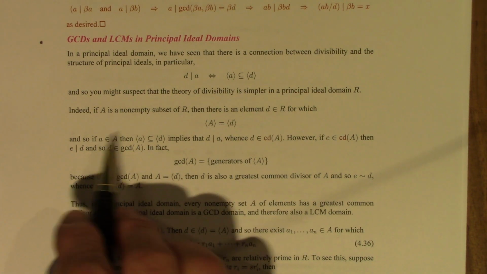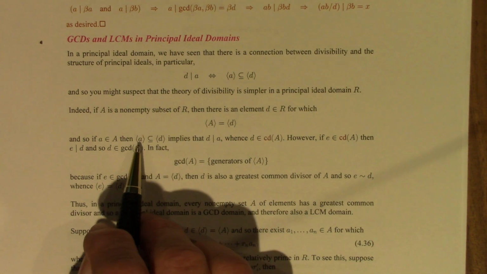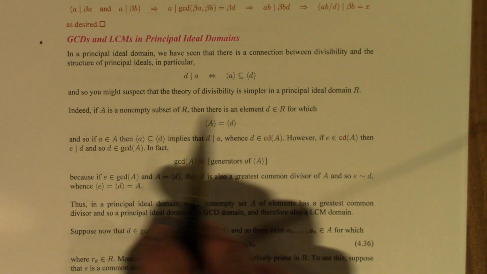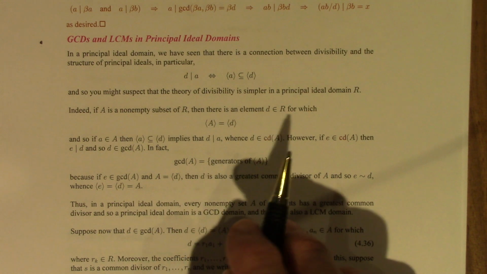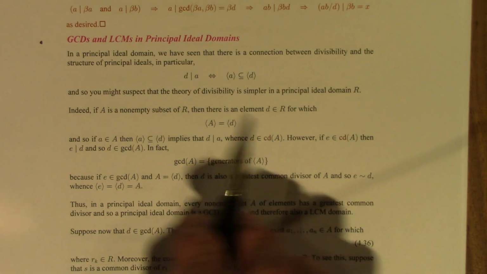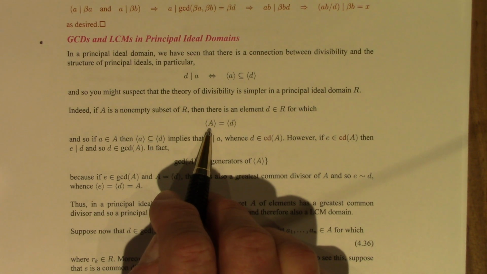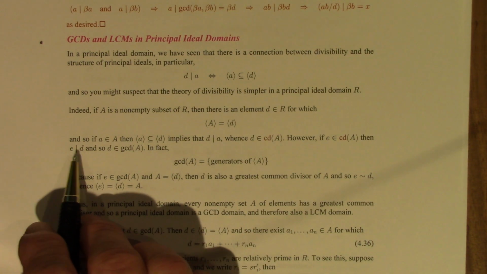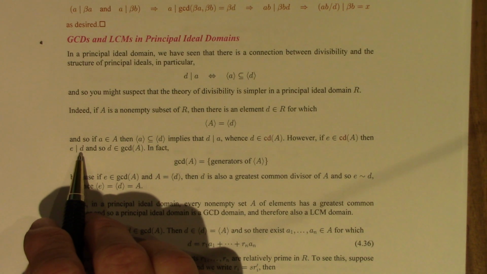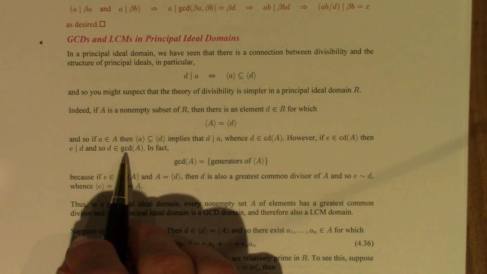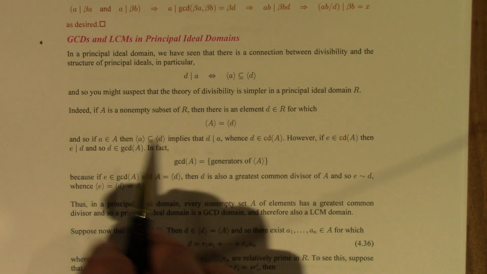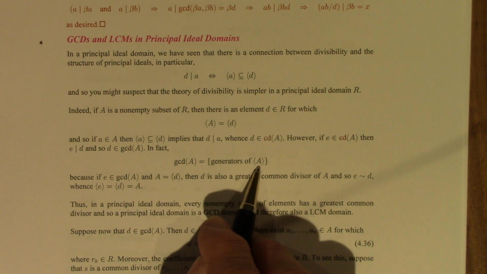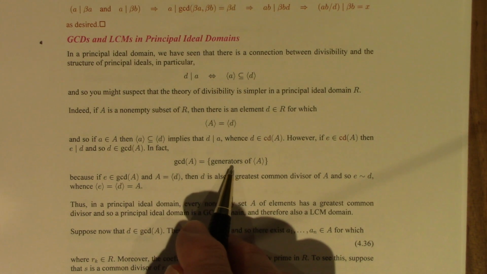So if little a is in the set A, then the ideal generated by little a is contained in the ideal generated by little d, and so D divides a, and therefore D is a common divisor of the set A. Moreover, if E is a common divisor of A, then E also divides D, that you need to check, and so D is a greatest common divisor of A. So the generators of the ideal generated by the set A are greatest common divisors of A.